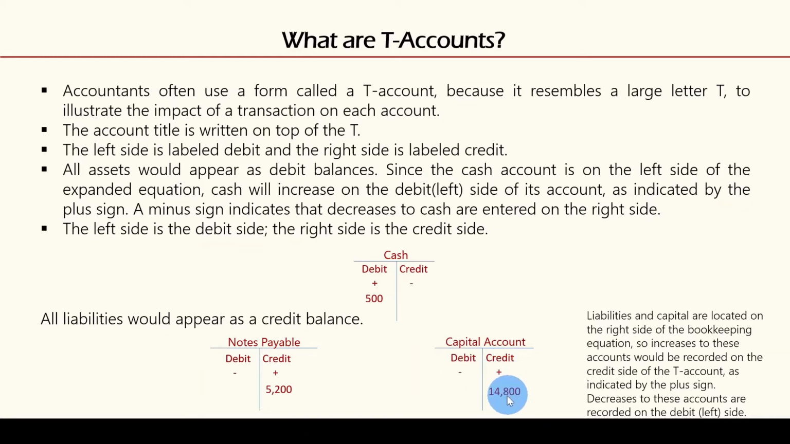So 14,800, let's say the owner has invested 14,800 in the business, so debit will be again to the bank and credit will be to the capital account. Both of them will increase. Capital account will increase because it is being credited on the right side of the equation. If there is a debit to capital account, then it will reduce, because that means that probably there could be a loss or there could be a withdrawal that has been done.